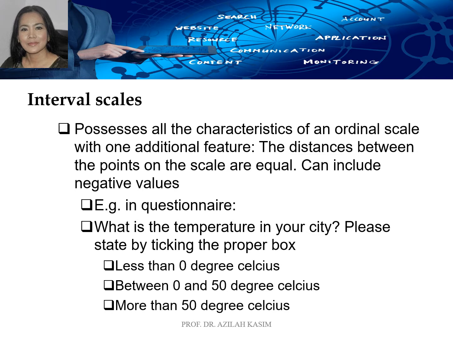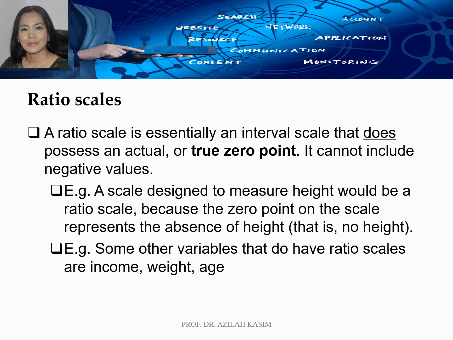Minus 1 indicates a very cold temperature, so it is suitable for interval scale. Normally, for this kind of question where you can use negative values as your finding, you use interval scale. But if there is no true 0 point, meaning you cannot include negative values as your finding, then this is called a ratio scale.